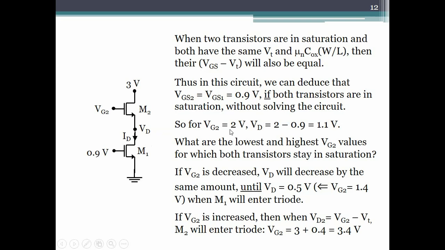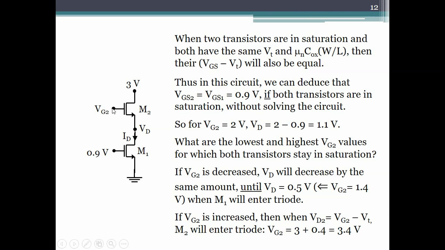So at Vg equal to 2, Vd is 1.1. So if we keep decreasing Vg2 up to Vd reaching 0.5 volts, M1 will stay in saturation. Alright, so Vd equal to 0.5 corresponds to Vg2 equal to 1.4 volts. So from 2 we can go down to 1.4 and M1 will stay in saturation. And of course M2 is in saturation because we are reducing Vg2, M2 will stay in saturation. So that's the lower limit. The lower limit is 1.4 volts.